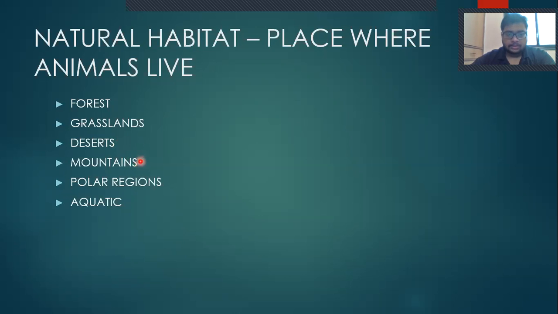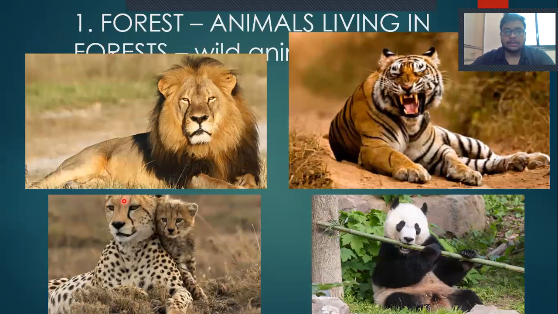Then there is the mountain. A mountain is another natural habitat. Then there are polar regions. The North Pole and South Pole are very cold places, and these are called polar regions. And then there is aquatic. Aquatic means animals that live in the water. So we will study these today. First is forest. So, animals living in the forest. This is a lion, this is a tiger, this is a cheetah, and this is a panda. These animals live in the forest, and these are called wild animals.